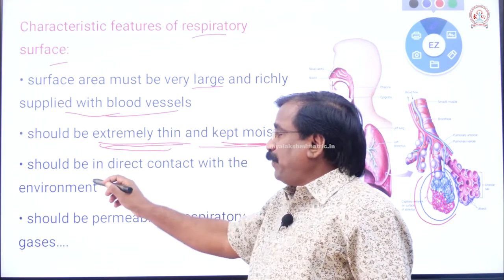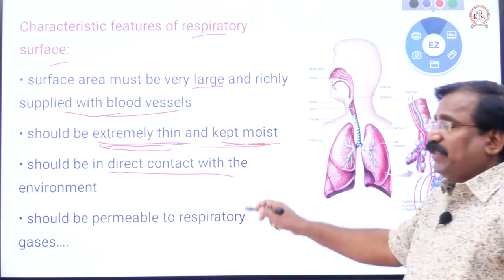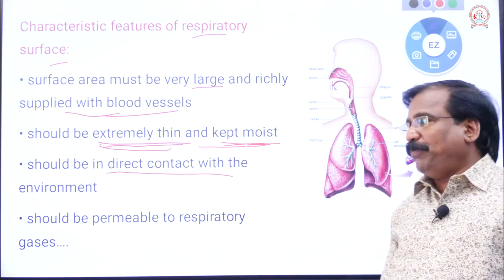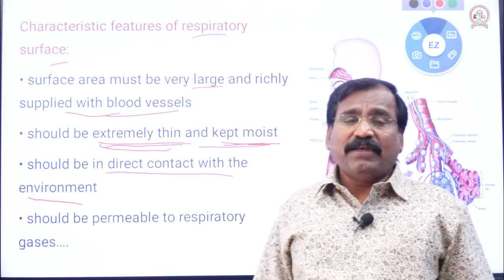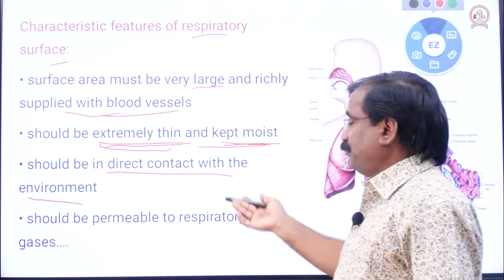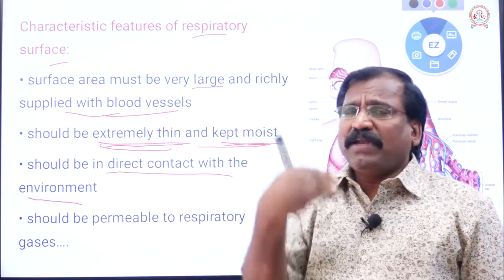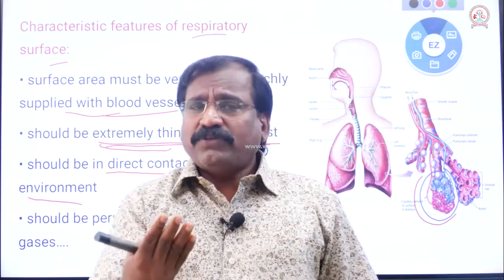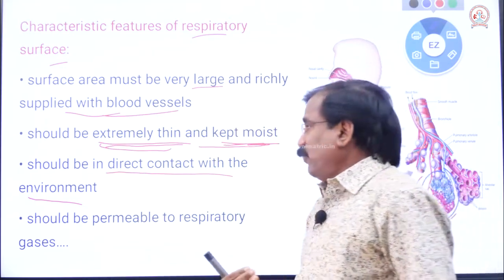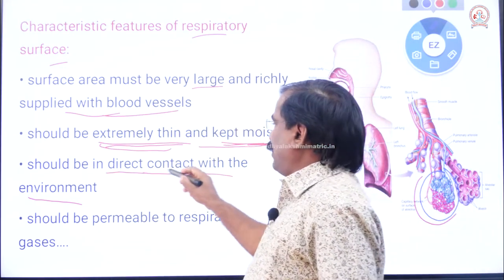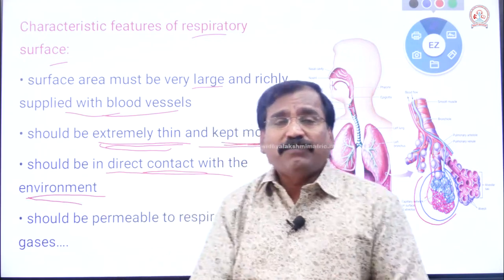And next, it should be in direct contact with the environment. That is the next characteristic. Only then can the respiratory gases, the oxygen, enter directly and easily. So it should have direct contact with the environment. That is one of the characteristics.